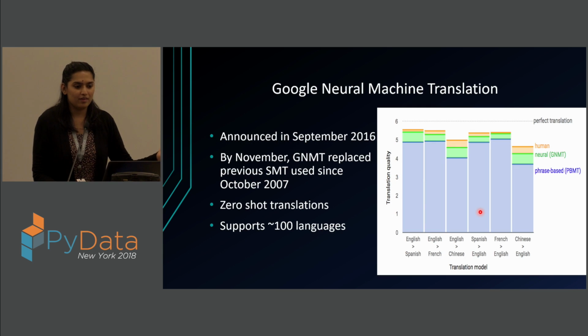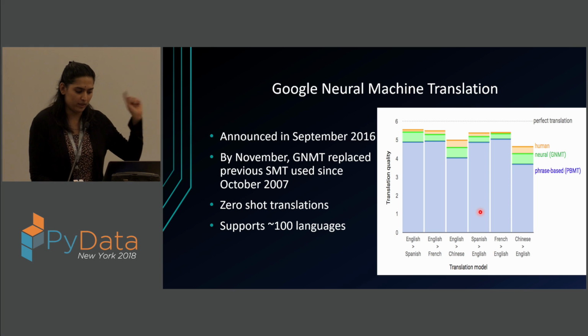On the other side of the spectrum is another NLP task, which has been considered the holy grail of NLP for a long time, which is machine translation. In September 2016, Google set up the system called Neural Machine Translation, the GNMT system, and they replaced their previous statistical method with this after about 10 years. And at this point, it supports about 100 language pairs.